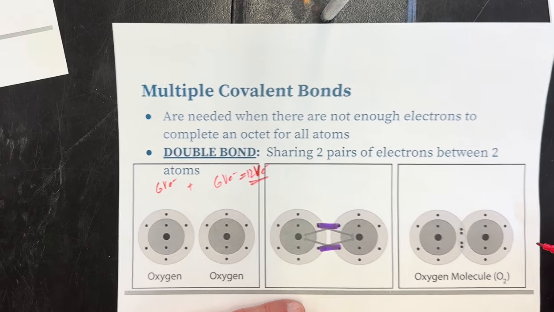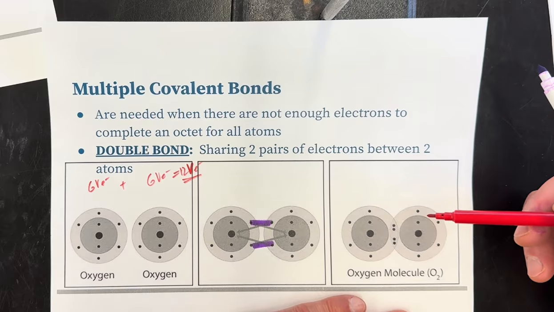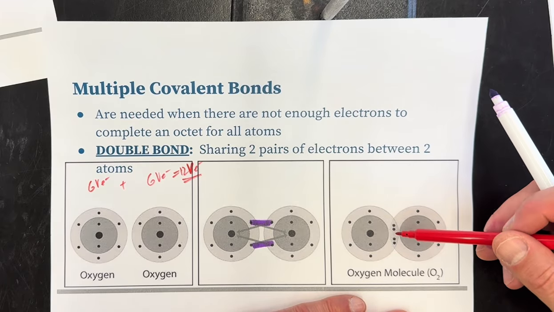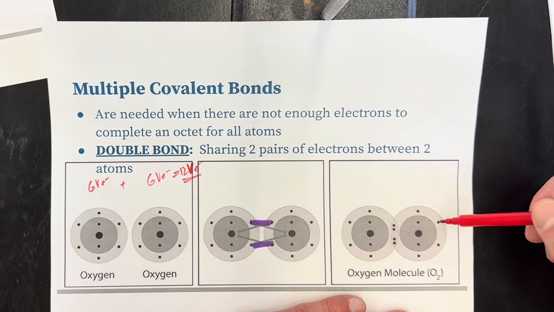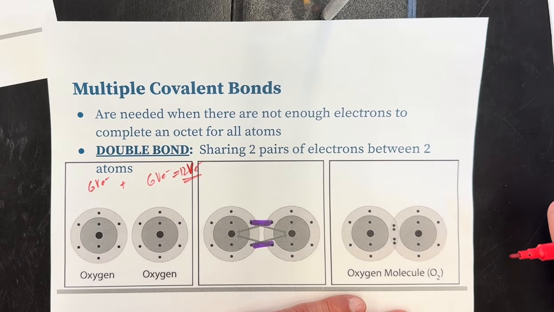Then I should also go back and count to make sure that I only use 12 electrons. So 1, 2, 3, 4, 5, 6, 7, 8, 9, 10, 11, 12. So I only used 12 total electrons to achieve my stable arrangement of electrons. So that's how double bonds form. Well, not how, that's why double bonds form.